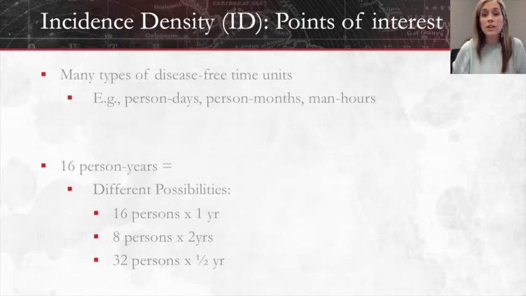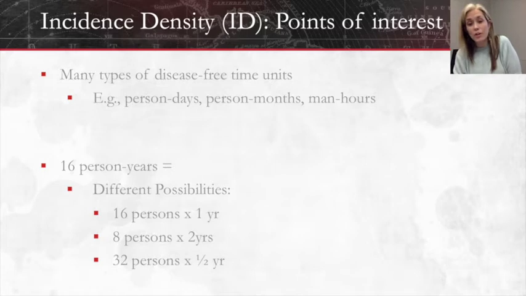Now, you have to be really careful in how you interpret it, okay? Because ultimately, disease-free time units can be defined in different ways. It could be person days, it could be person months, it could be man hours, and you have to be really careful in how you interpret those denominators, because 16 person years could mean 16 people were followed for 1 year, or 8 persons were followed for 2 years, or 32 persons were only followed for half a year. So you have to be really careful in making assumptions.